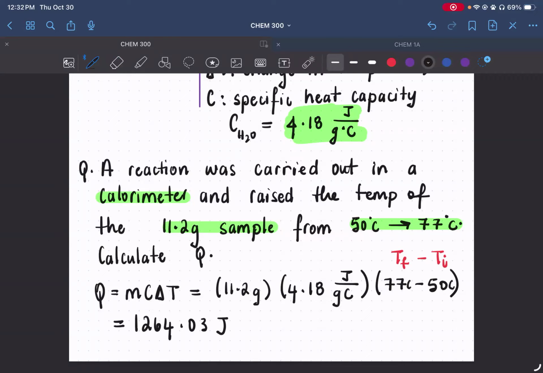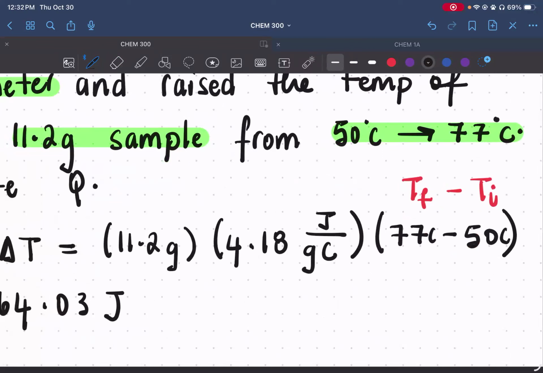How do we know it's joules overall? Well, let's look at the units. The grams from the mass will cancel out with the grams of the specific heat. The Celsius from the temperature cancels out the Celsius of the specific heat. And all we're left with is joules.